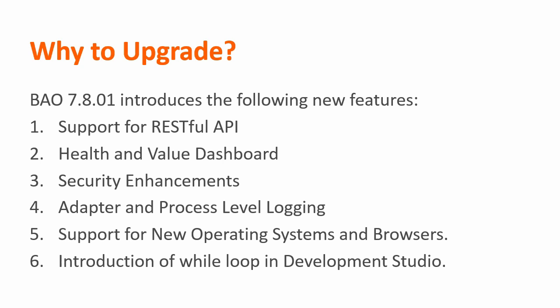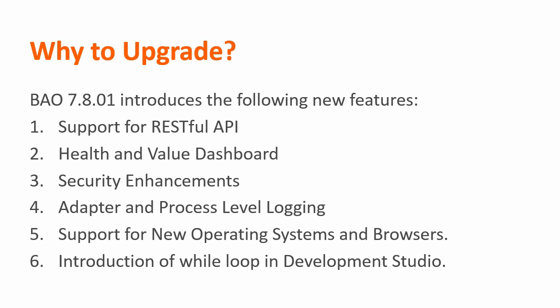Support for RESTful API, which is faster and more resource-friendly compared to the Orca web services. Introduction of Health and Value Dashboard, which gives a new view of the general health and configuration status of the BAO environment, along with the business metrics such as time or money saved by automating the processes, and then generate reports to show the value that orchestration is providing.